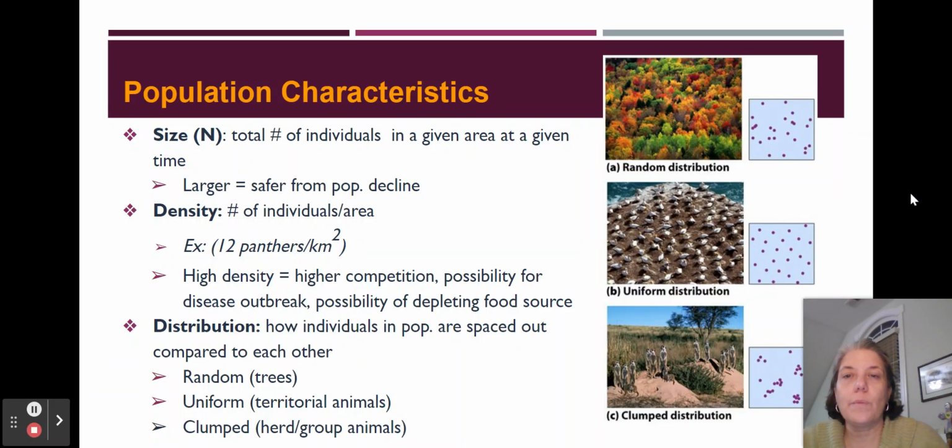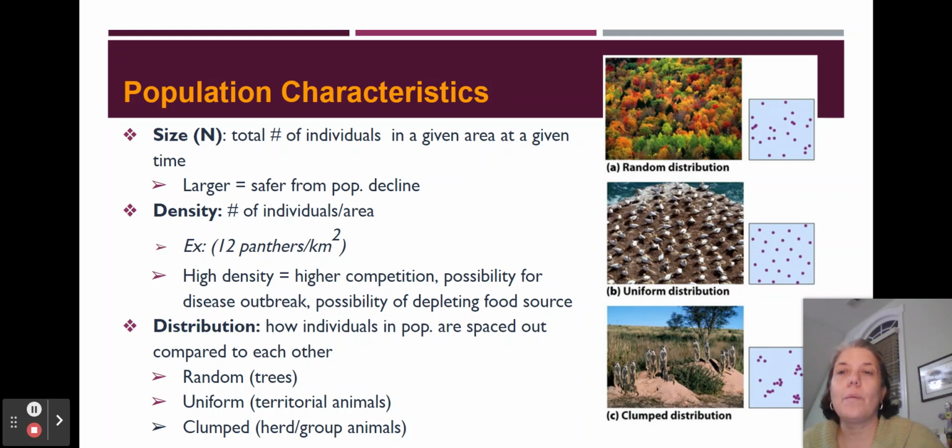Now, we're going to talk first about some basic population characteristics. So we start with size. What is size of a population? Just how many individuals are in a given area at any given time. Larger populations may be safer from population decline.